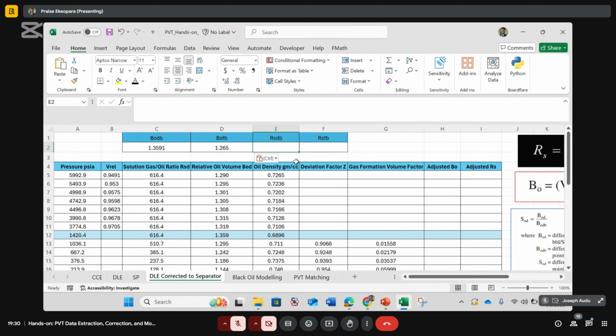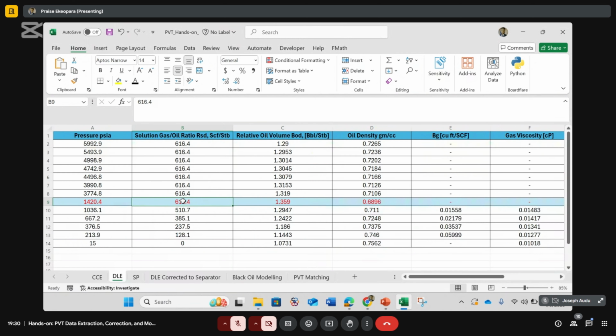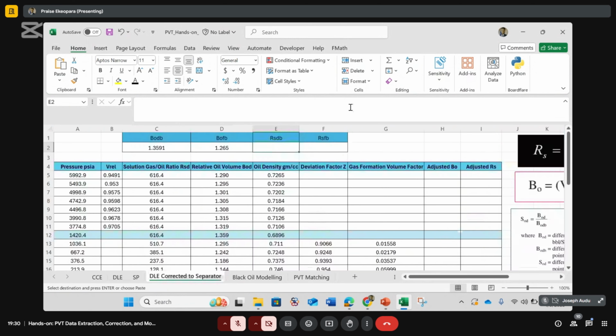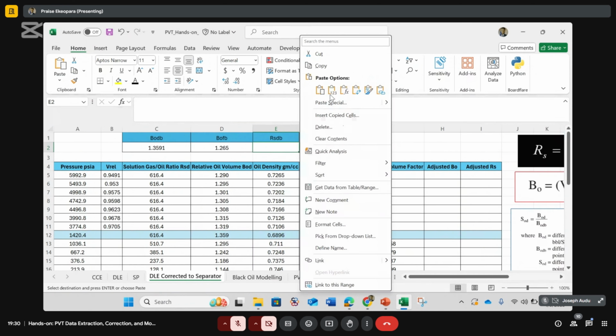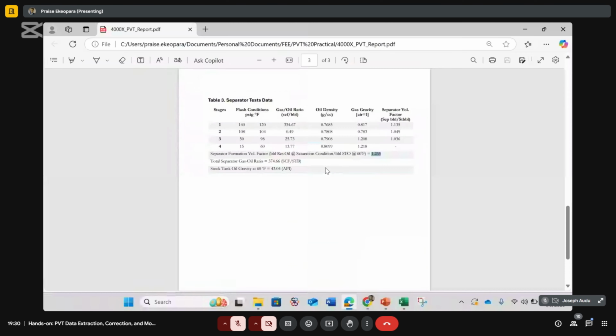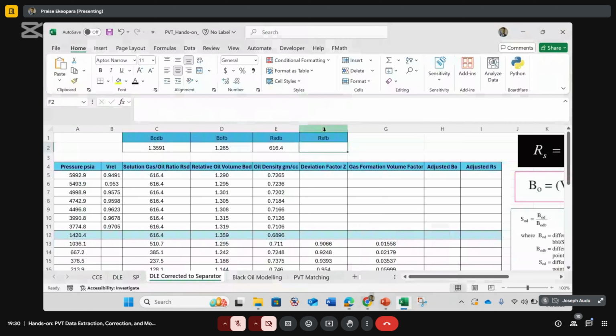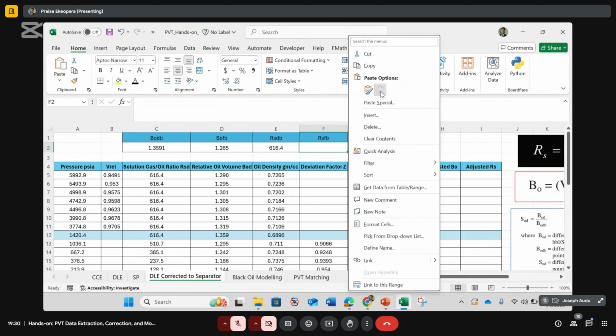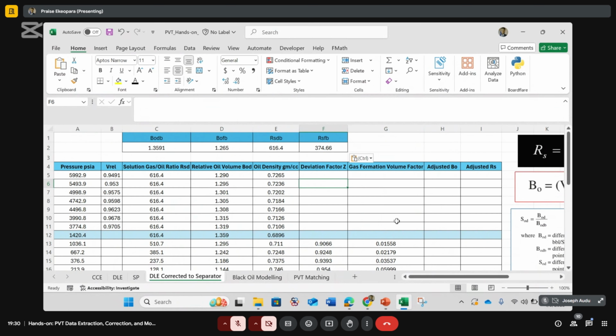So I come over here and paste it. Then our RSDB is still the one from our differential liberation at bubble point. So we just go over there and pick it up. And when we pick it, we just come over here and paste it. Then our RSFB will be from separator condition, which is this. So over time, just get used to knowing where you need to pick your data. But for this class now, you can just start with this. Okay, so once we have gotten this, we can now go ahead and make our adjustment.